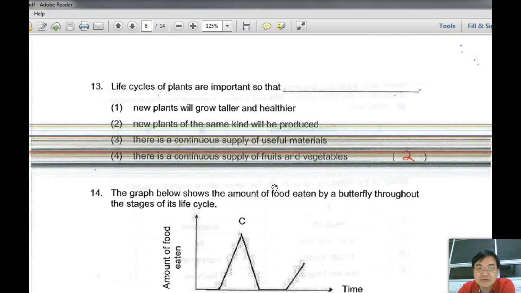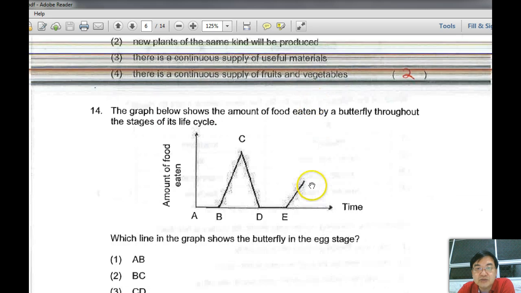Next, life cycles of plants are important so that new plants will grow taller and healthier. No, not true. New plants of the same kind will be produced. True. Right, there is a continuous supply of useful material. Not true. Not totally true at all. And there is a continuous supply of fruits and vegetables. No, because some plants grow and we do not consume any of them. So the answer is 2.